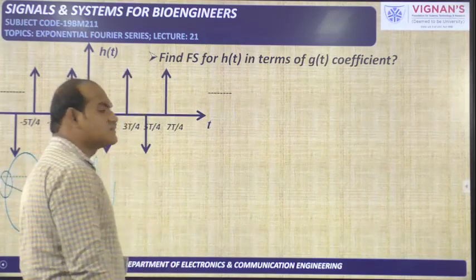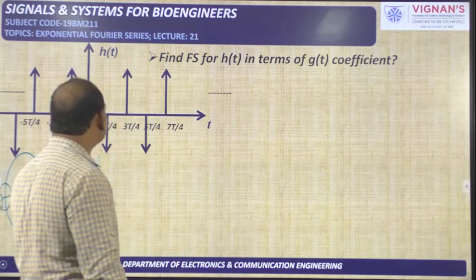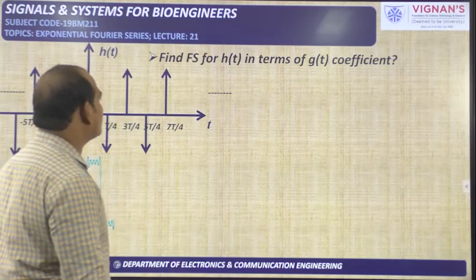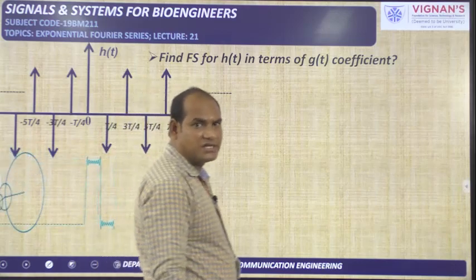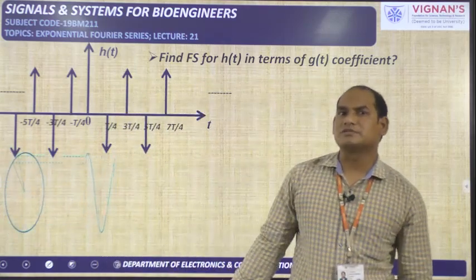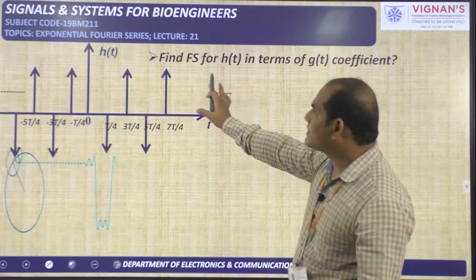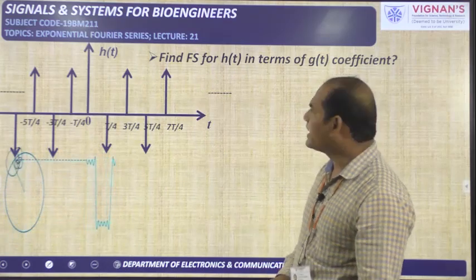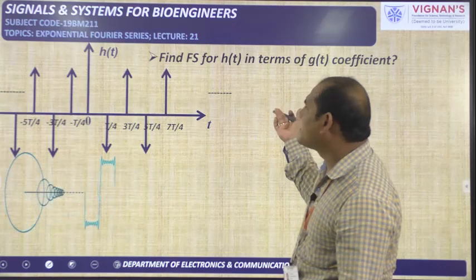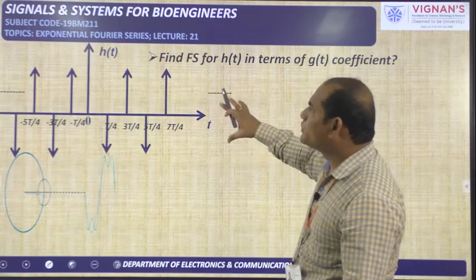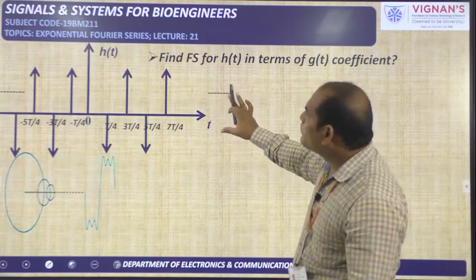Find the Fourier series for h of t. H of t is a signal in terms of g of t coefficient. We know what g of t is, we know what f of t is from the previous two problems. So by using the previous two problems we need to find the Fourier series for this particular h of t. Okay, instead of taking the help of the previous problems, now take this as a new problem. Now we will solve this one.